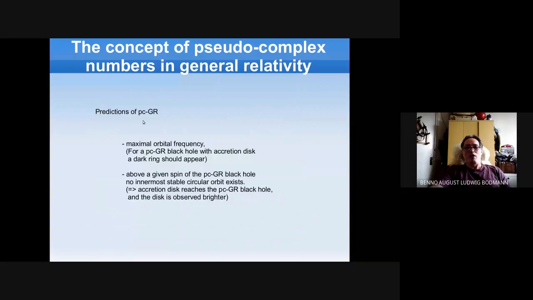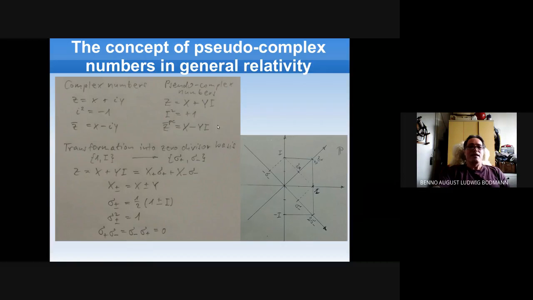It predicts a maximal orbital frequency. This is important because if a black hole has an accretion disk, a dark ring should appear caused by this maximal orbital frequency. And this should be observed. Above a given spin of the PCGR black hole, no innermost stable circular orbit exists. So the accretion disk reaches the PCGR black hole and the disk is observed brighter.